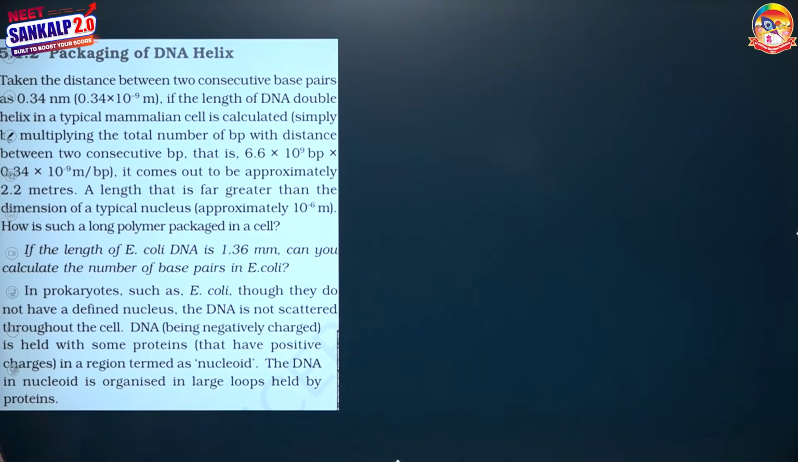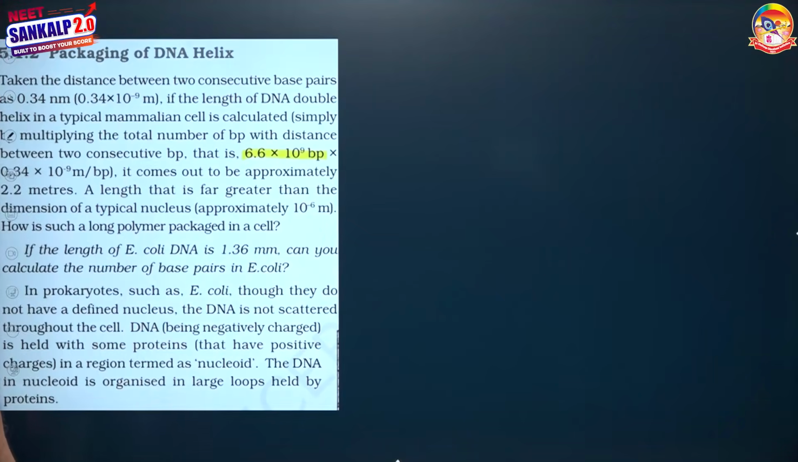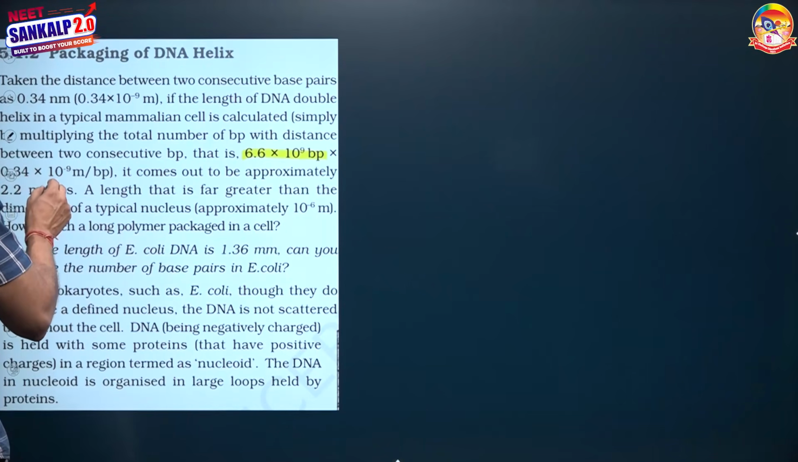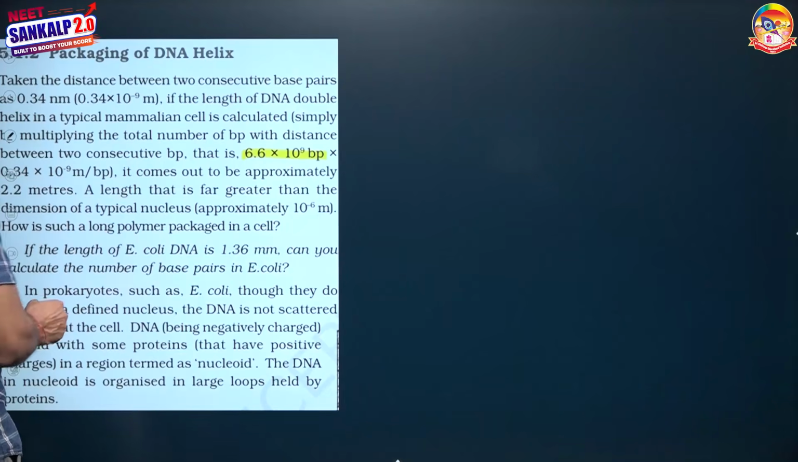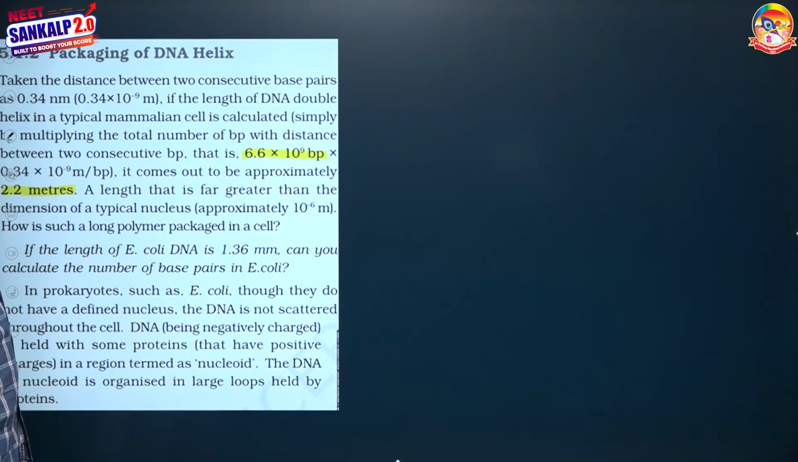Because DNA is a long polymer where two consecutive bases are located at a distance of 0.34 nanometer, the length of the double helix in a typical mammalian cell is calculated simply by multiplying the total number of base pairs with the distance between two consecutive base pairs. That is 6.6 times 10 to the power 9 base pairs multiplied by 0.34 times 10 to the power minus 9 meter. So it comes to around 2.2 meter, a length far greater than the dimensions of a typical nucleus, which is approximately 10 to the power minus 6 meter. How can we accommodate such a long DNA within this ultra small structure?